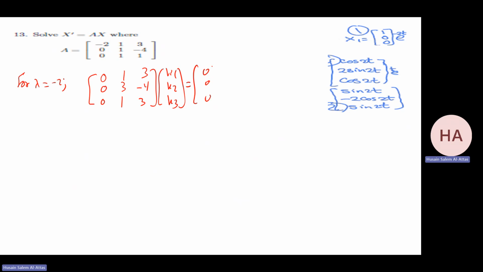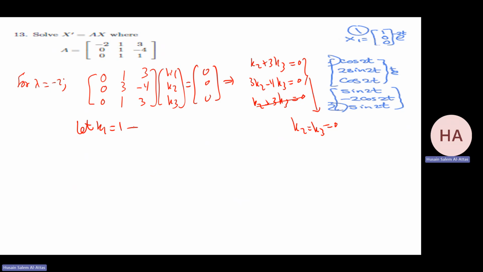equals 0, 0, 0. Very clear, I have only K2 plus 3K3 equals 0. 3K2 minus 4K3 equals 0. K2 plus 3K3 equals 0. Yeah, these two are the same. So these two will give me K2 equal K3 equals 0. So I let K1 to be 1. That implies V3 is 1, 0, 0. So my X3 will be 1, 0, 0, e to the power minus 2t.